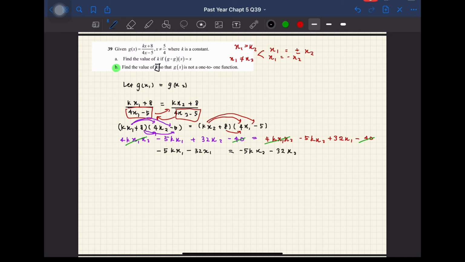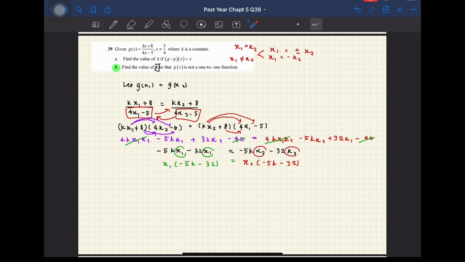Okay, so now let's factorize. Kita factor out this one dengan this one. So kita dapat x1 dekat luar (minus 5k minus 32), okay, which is equal to, okay, this one kita factorize juga. So awak akan dapat x2, x2 tu kat luar, (minus 5k minus 32). Okay, so sekarang ni kita nak jadikan dia not a one-to-one function. Okay, kalau kita tengok sekarang ni, dia hampir kan? Dia macam kalau kita cancel out this one dengan this one, terus dapat x1 sama dengan x2. But we don't want that to happen.